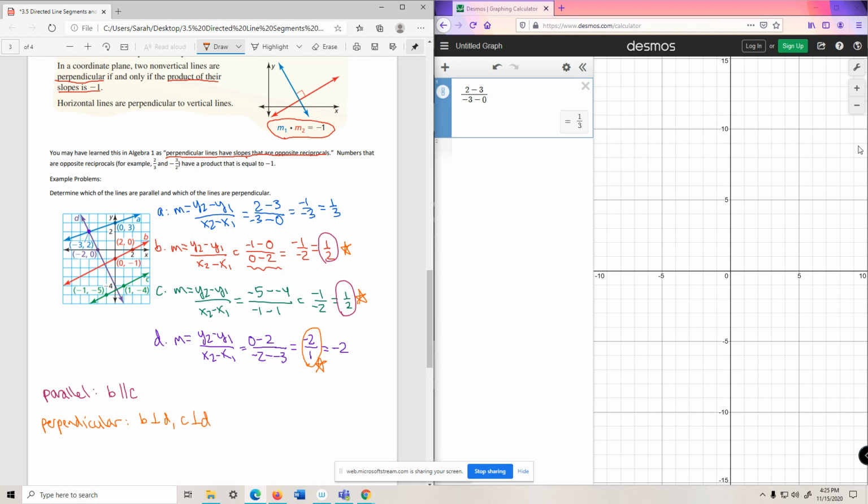You can confirm that when you multiply those fractions, you do get -1 in Desmos. 1 over 2 times -2, or -2 over 1, no matter how you write it, will give you -1.